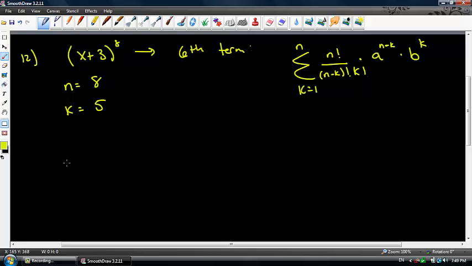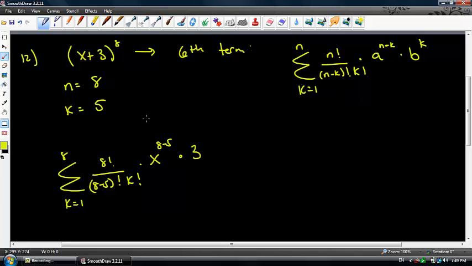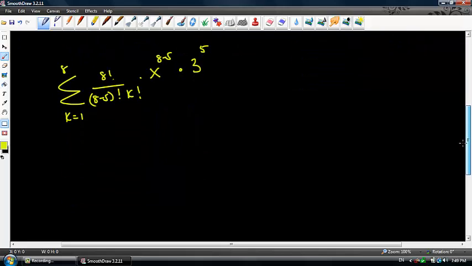Okay, so let's pump it into our summation formula here. So we've got summation from K equals 1 to 8 of 8 factorial over 8 minus 5 factorial times 5 factorial, times A, whoopsie, not A. In this case, A is replaced by X to the n minus K, so that is 8 minus 5, times B. Well, B is 3 to the K, that is 5. You will need a calculator for this.